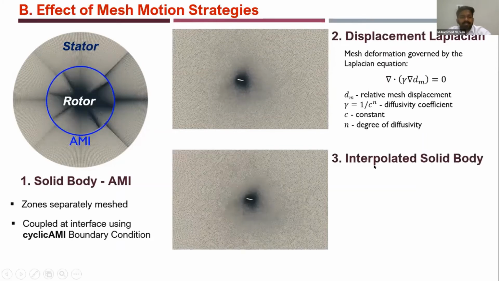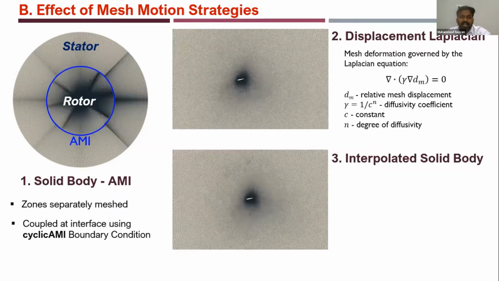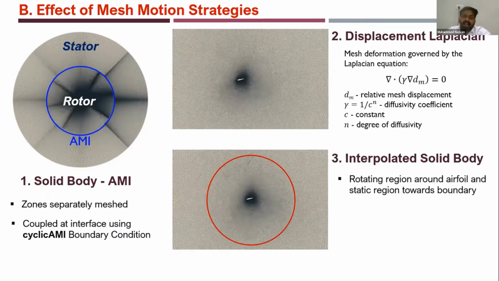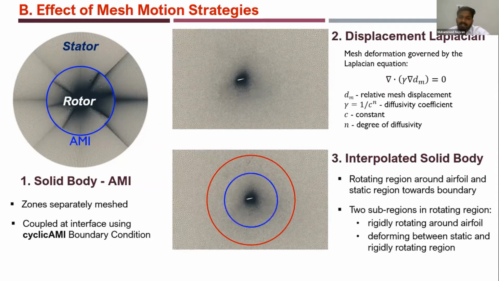And the next one is interpolated solid body motion. Here also we have a single cell zone, but divided into two regions similar to solid body. One region which is rotating around the airfoil, and the other region which is towards the boundary and which is static. And this rotating region is again divided into two sub-regions. One is the rigidly rotating part around the airfoil, and the deforming part between the static and rigid part.